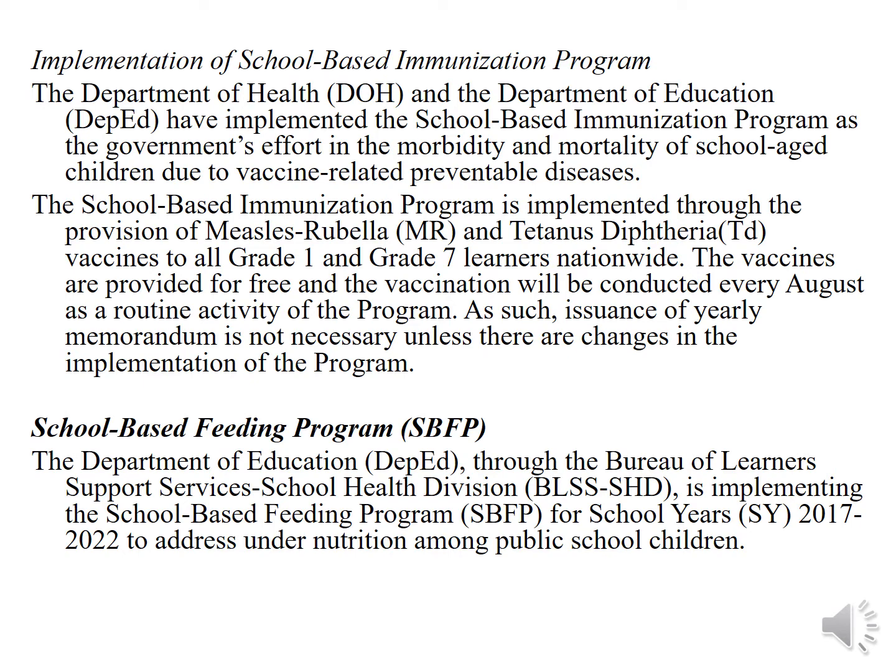The School-Based Immunization Program is implemented through the provision of measles-rubella or MR and tetanus-diphtheria or TD vaccine to all grade 1 and 7 learners nationwide. The vaccines are provided for free and vaccination will be conducted every August as a routine activity of the program. As such, issuance of a yearly memorandum is not necessary unless there are changes in the implementation of the program.